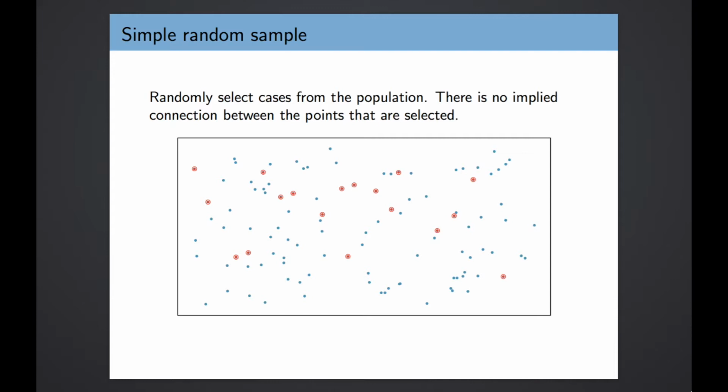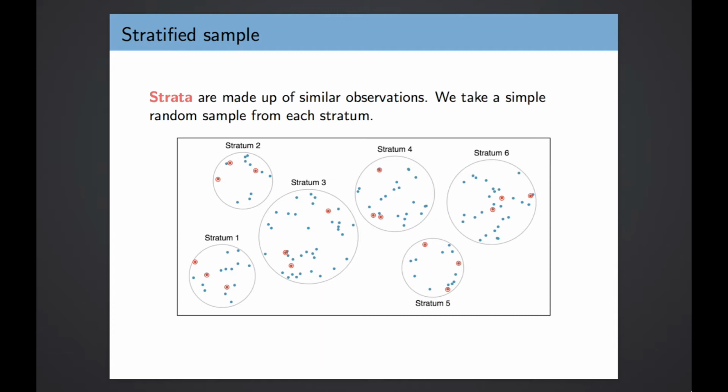In the entire population that we're interested in, we're just going to randomly select individual cases or subjects from this population. And there's not any implied connection between these selected points. We are assuming them to be independent from one another and not to necessarily share any characteristic in common except that they're a member of the population that we're studying. Another random sampling technique is to take a stratified random sample.